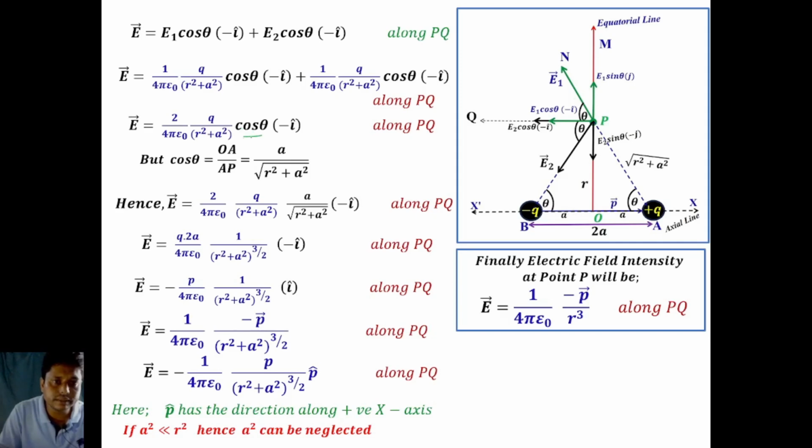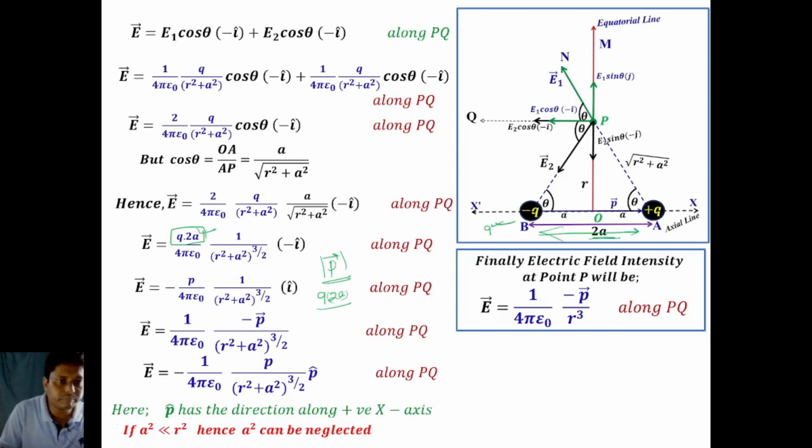Now we substitute this value instead of cos theta, here. We have substituted. Now here R square plus A square, and R square plus A square to the power 1 by 2, so this will be R square plus A square to the power 3 by 2, minus i cap, simply it has been written. So here you can see this 2qa can be written as q into 2a. This q into 2a is nothing but the magnitude of the dipole moment. We know that the magnitude of dipole moment is either charge magnitude, any one of the charges, into the distance between them. So in this case, either charge value is q and the distance between them is 2a.